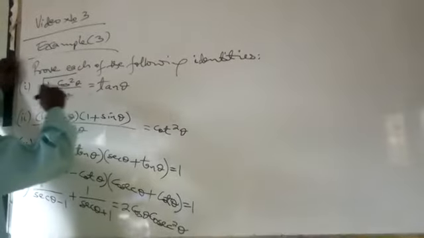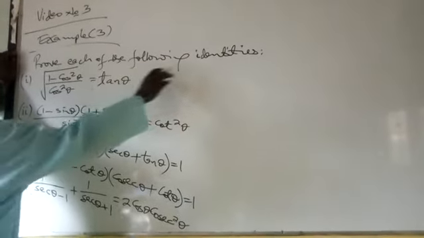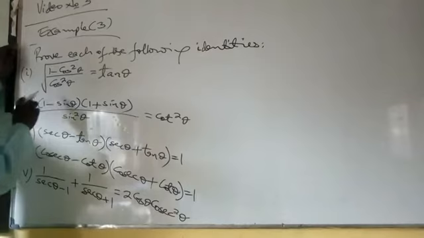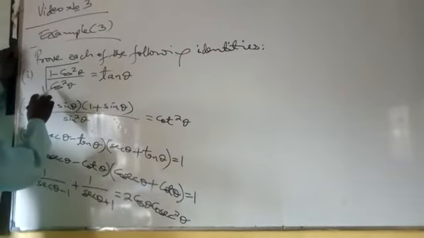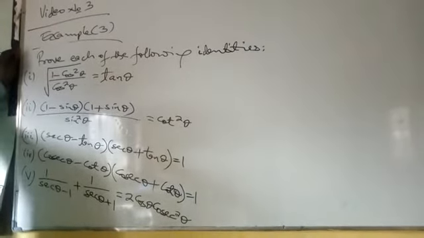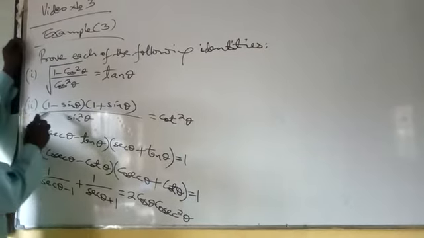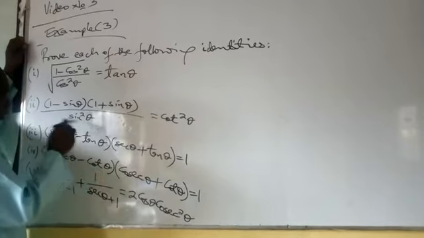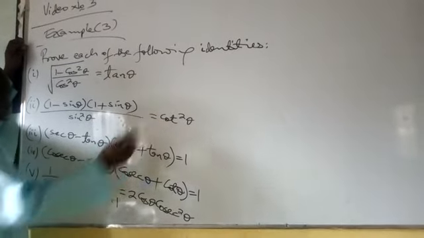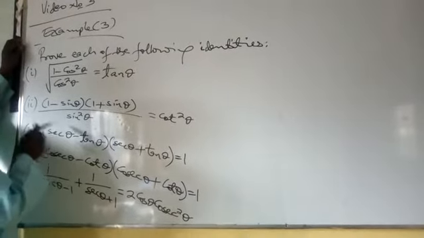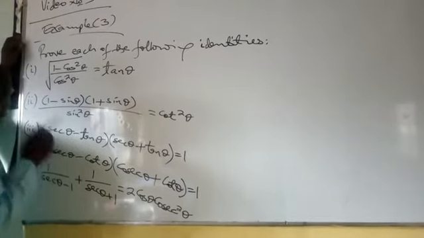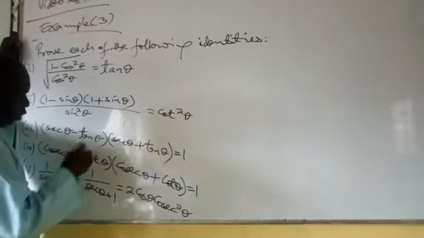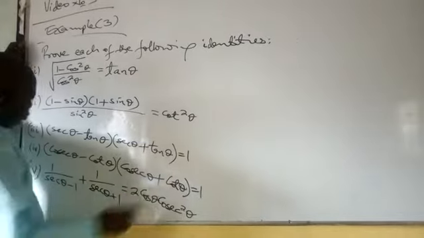Video number 3, example 3. I read the questions. Prove each of the following identities. 1. The root of 1 minus cos square theta over cos square theta is equal to tan theta. 2. 1 minus sin theta into 1 plus sin theta, everything over sin square theta is equal to cos square theta. 3. Sin theta minus tan theta into sin theta plus tan theta is equal to 1.